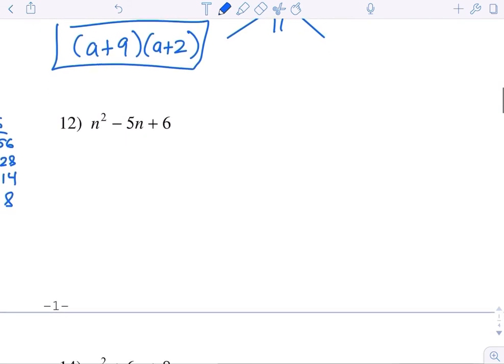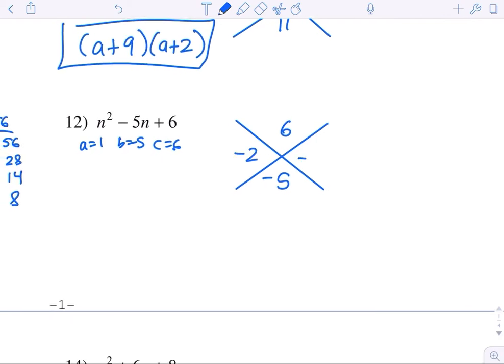Number 12, a is equal to 1, b is equal to -5, and c is equal to 6. On the top, a times c is 6. On the bottom, it's just -5. Two things that multiply to 6, but when added give you -5: -2 and -3. a is equal to 1, so n minus 2, n minus 3.